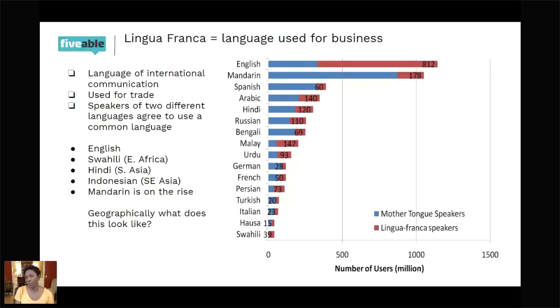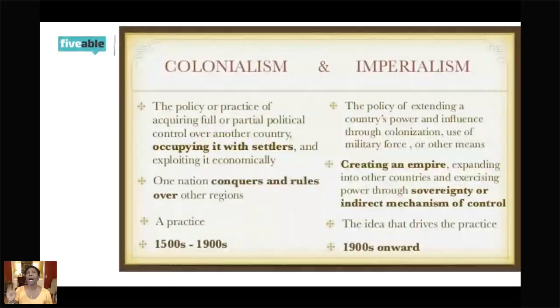Also, in the cultural unit, it would be impossible to talk about culture and the spread of culture without talking about the role that colonialism and imperialism played on the rest of the world. So keep that in mind and have an understanding of colonialism. I love this graphic that I have here. Colonialism is sending settlers to another area and exploiting it economically. One nation conquers and rules over the others, whereas imperialism is basically doing the same thing but with military force.